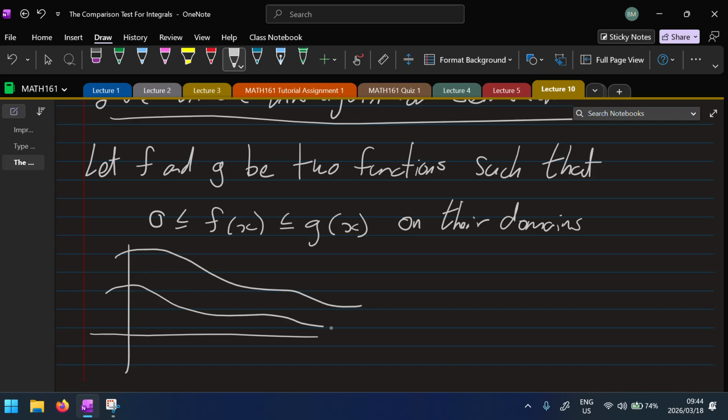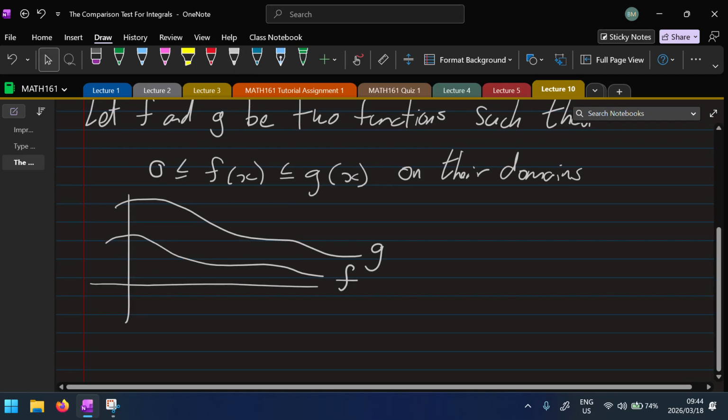So it looks something like this. Okay, so we have 0 right there. Then in between there, we've got f, and above we have g. So it must look like this. Okay, so what does the comparison test tell us?